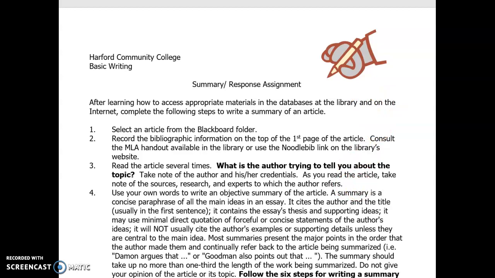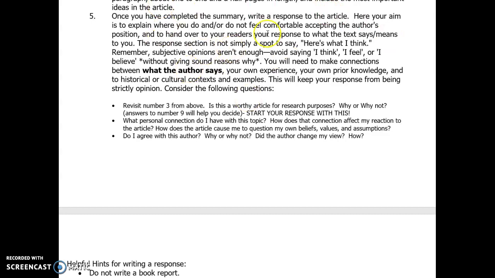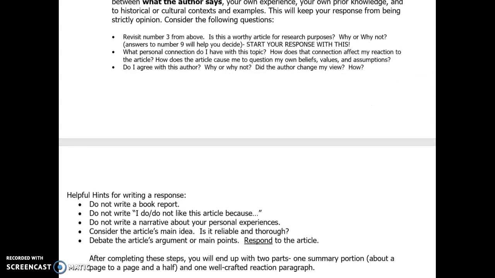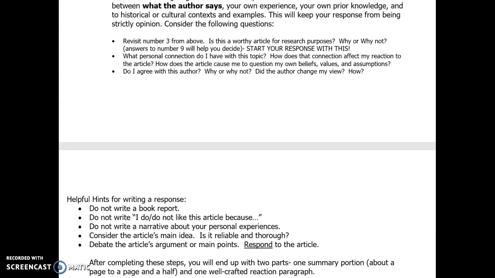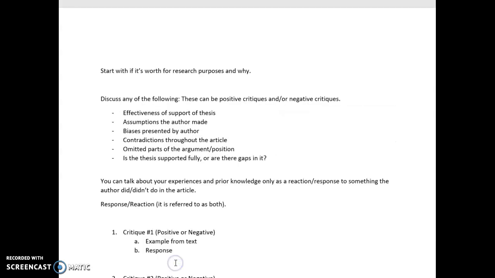And so I want to talk to you about what that is and how that will look. Okay. Number 5 on the summary reaction handout, or summary response handout, talks a little bit about what the response or reaction is. I'm going to break it down even further. You are responding or reacting to what the author did or did not do well.